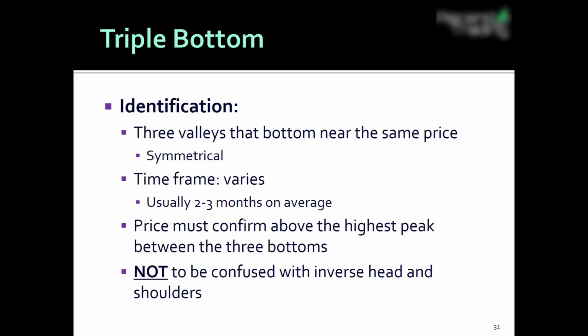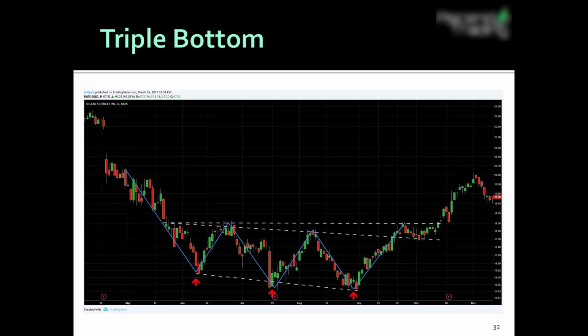Triple bottoms, identification is the same as the double bottom, except that there's a third valley. If there's more than 3 valleys, then it's considered a multiple bottom. So here's an example of a triple bottom with the 3 valleys, and the 3 valleys are within 5%, and a break of the highest peak is a confirmation of a buy signal. Now if you look at it in terms of an aggregate level, you can consider this whole pattern as a cup.